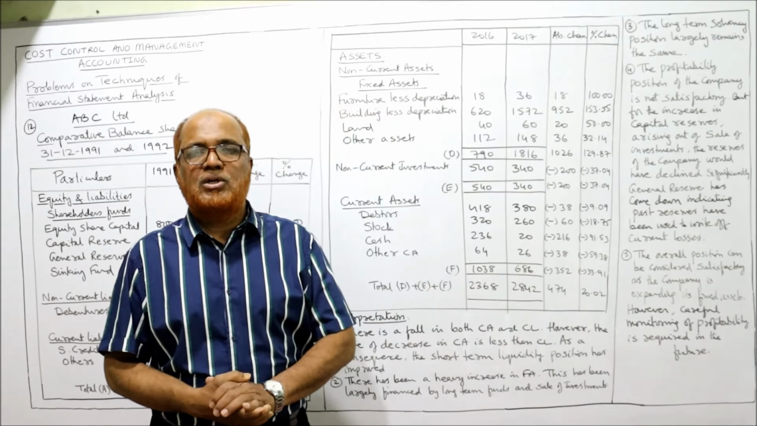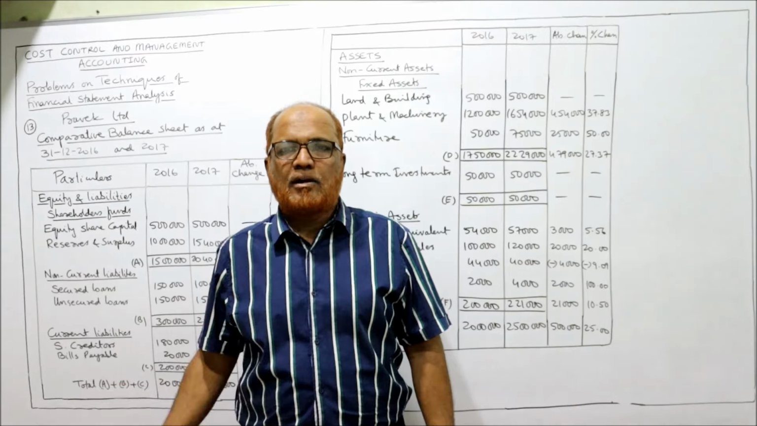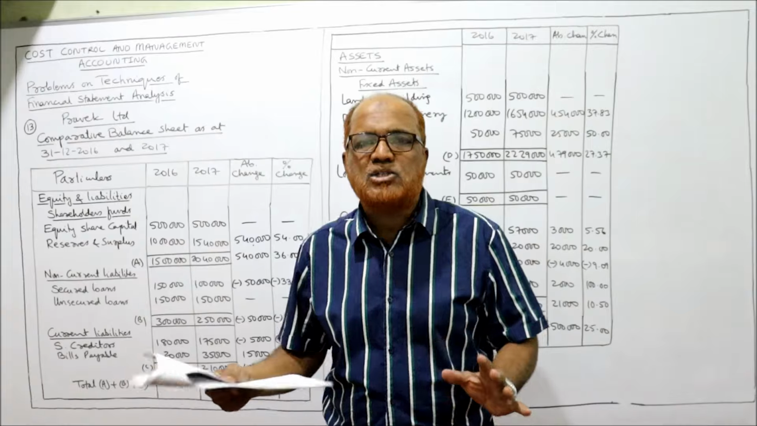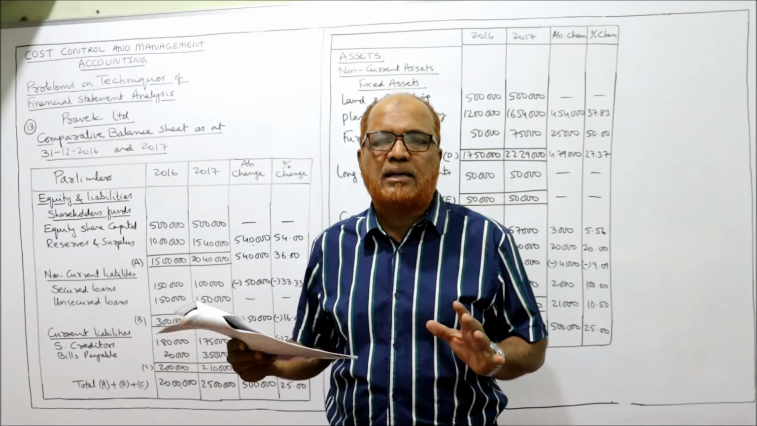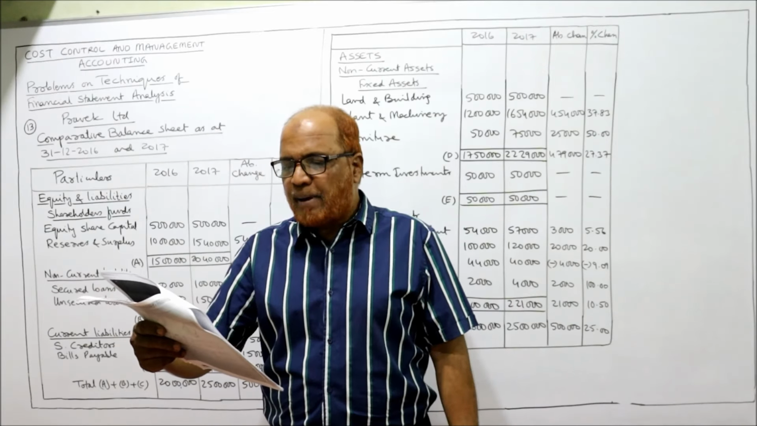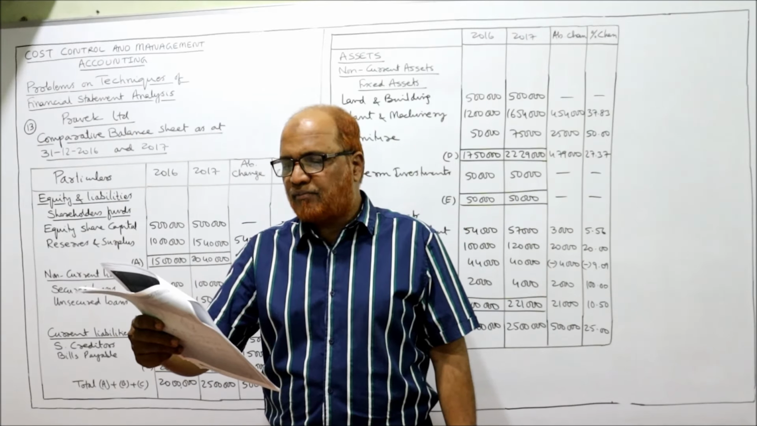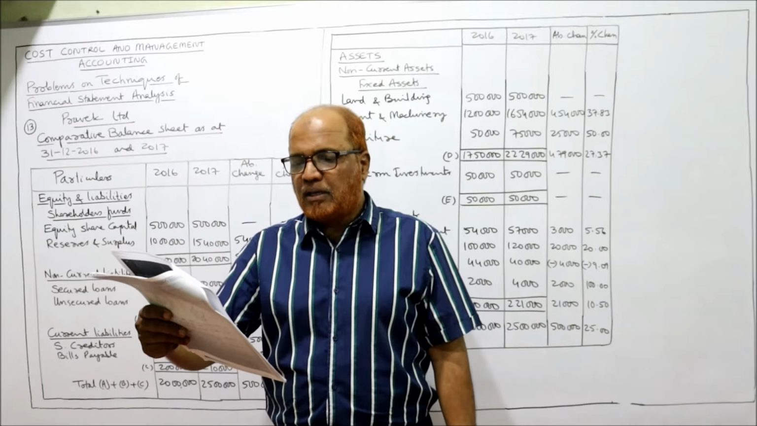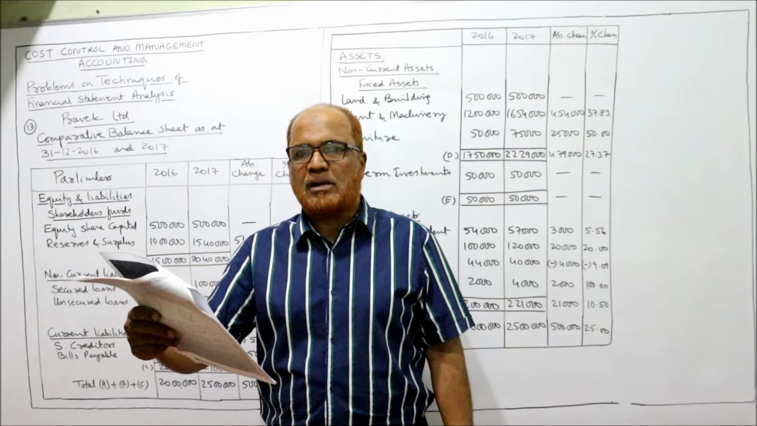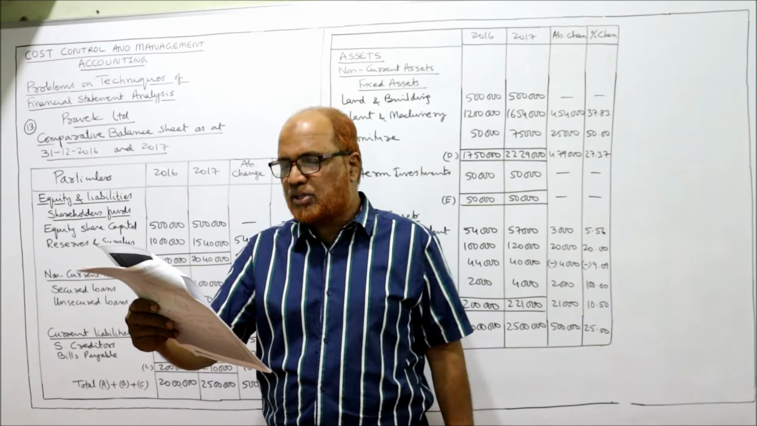Problem number 12 is done. Come on, now we'll start the next problem. Problem number 13. This is the last problem on comparative income statement. See carefully. Prepare comparative balance sheet of Pravec Limited for the following information. 16, 17. Equity and liability, shareholders fund: share capital, reserves and surplus. So two items are given under shareholders fund.